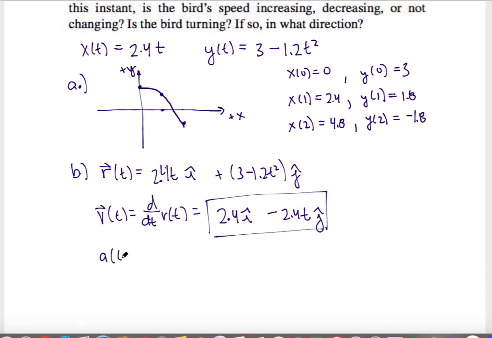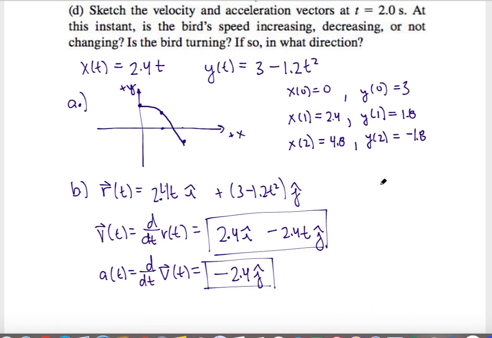And my acceleration vector will just be one more derivative beyond that. So I'll just take the derivative of my velocity vector with respect to time. So the x direction does not change. The y direction is simply negative 2.4 j hat. So you'll notice I did not even write the i hat component because there is no i hat direction for acceleration.